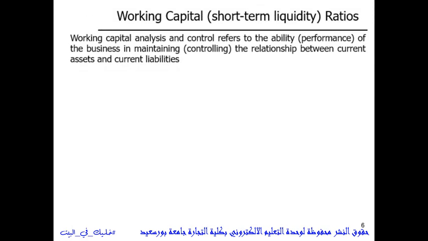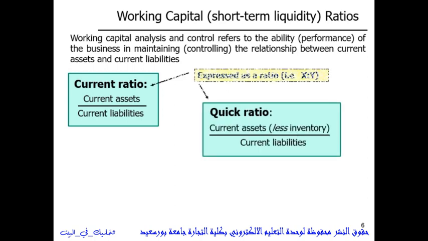How to calculate working capital ratio? The working capital analysis and control refers to the ability of the business in maintaining the relationship between current assets and the current liabilities. So from the definition, it's the relationship between current assets and the current liabilities. We have two main ratios, the current ratio and the quick ratio. The current ratio is equal to current assets divided by current liabilities, and the quick ratio is equal to current assets less inventory divided by current liabilities. So the difference between the current ratio and the quick ratio is that in the quick ratio we deduct the inventory from the current assets.